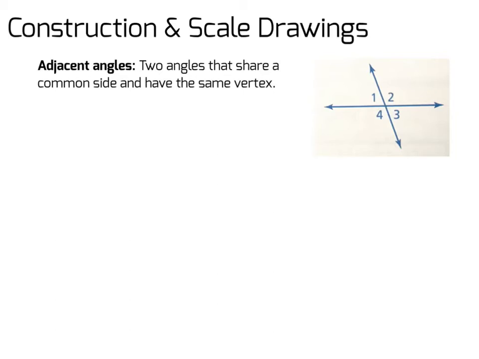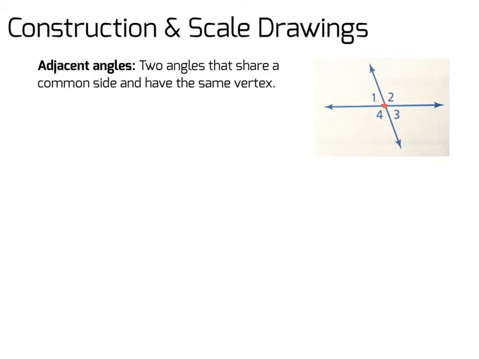Chapter 7 is about construction and scale drawings, and 7.1 is going to teach us about adjacent and vertical angles. Adjacent angles are two angles that share a common side and have the same vertex. A vertex is a point and a shared point, so that's our vertex right there.